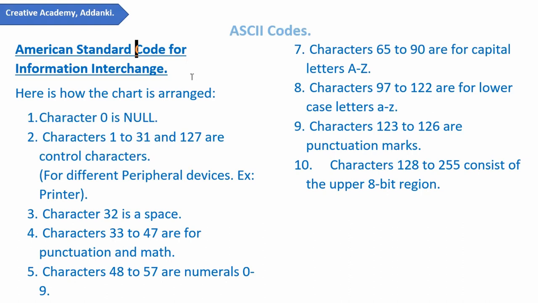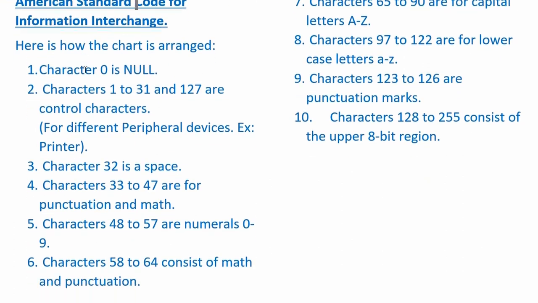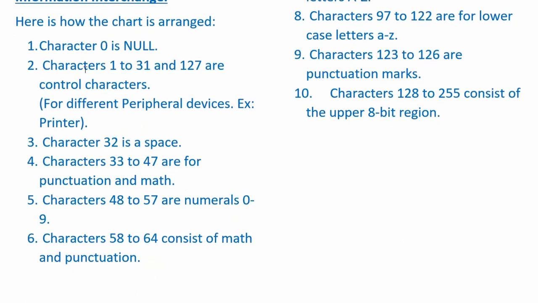Hi, ASCII codes. What is ASCII code? American Standard Code for Information Interchange. Most of our communication in computers is completed with the help of these ASCII codes. We have these ASCII codes from 0 to 255 characters. So this American Standard Code for Information Interchange and its characters from 0 to 255 are arranged in different categories.